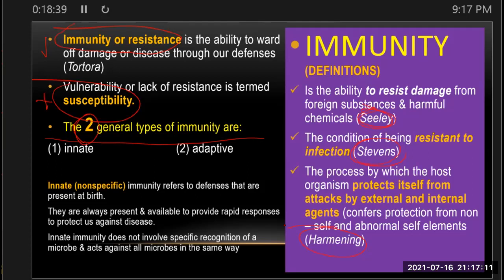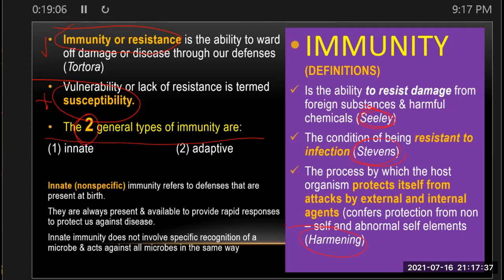And then we have the two general types of immunity. We have the innate and the adaptive. So for innate, innate is non-specific. It is present at birth, inborn, natural, always available, and gives very rapid responses as compared to the adaptive immunity.